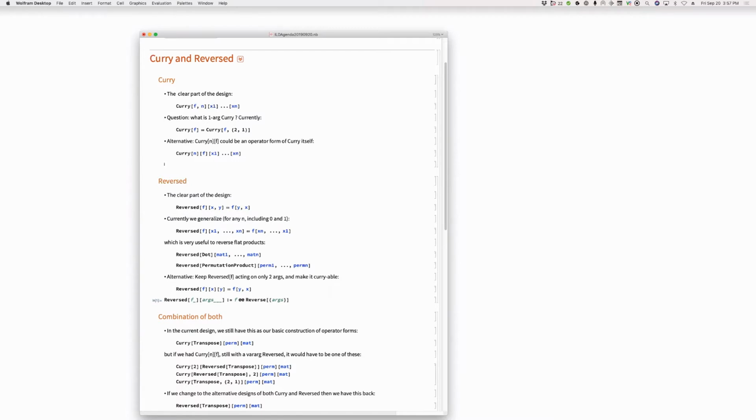I was using one example like transpose, in which the natural thing to curry is the permutation. Yeah, the natural thing is curry of transpose, curry transpose of 2-1, for example, of a matrix. Exactly. Yeah, I kind of agree.